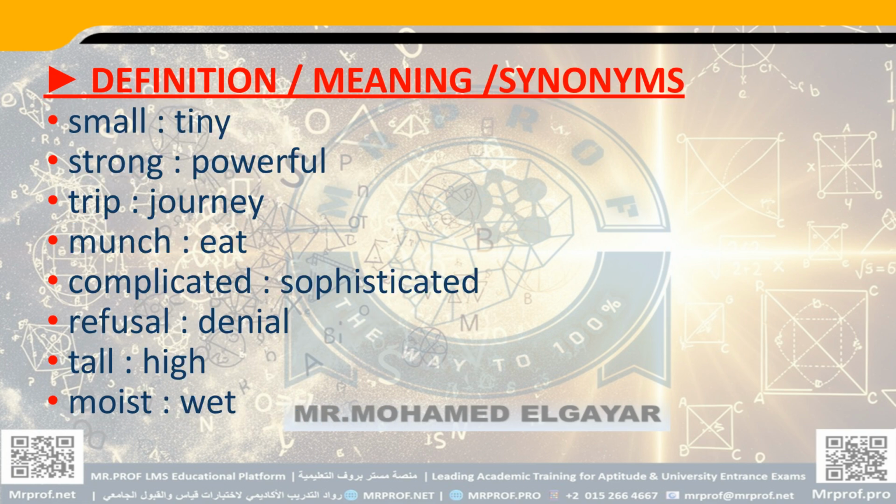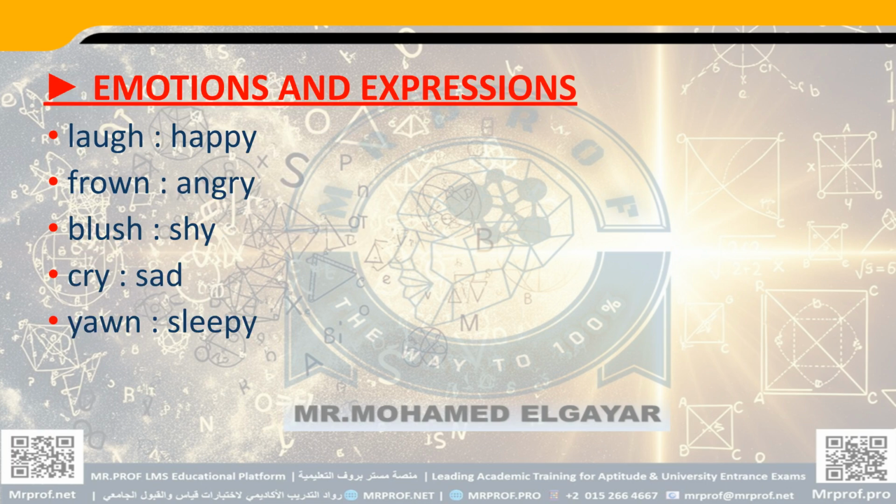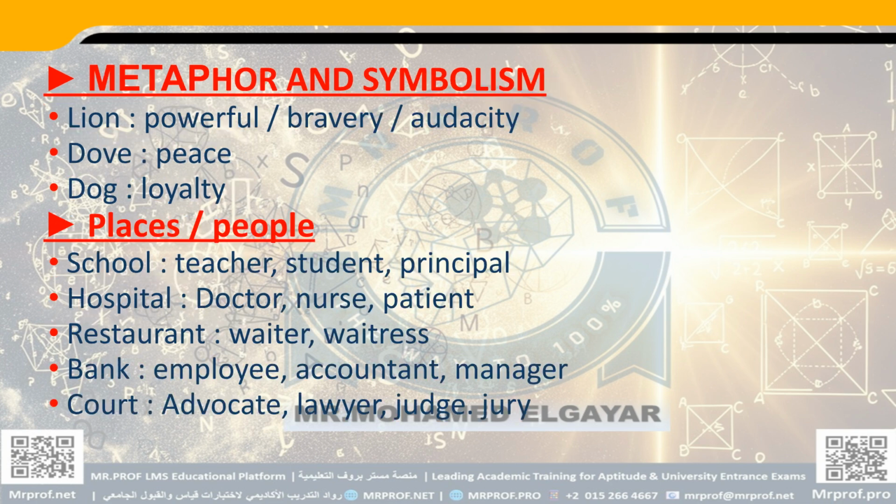Definition, meaning, or synonyms are another type of analogy. Here, the words share a similar meaning, such as small and tiny, strong and powerful, or trip and journey. More synonym examples include move and relocate, discuss and argue or debate, and costly and expensive. Emotions and expressions analogies link an action or expression to a corresponding feeling. For instance, a laugh expresses happy, and a frown expresses angry.